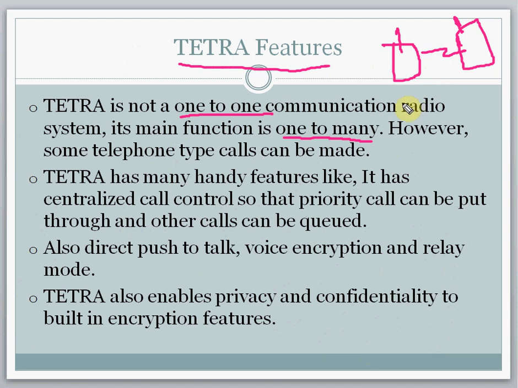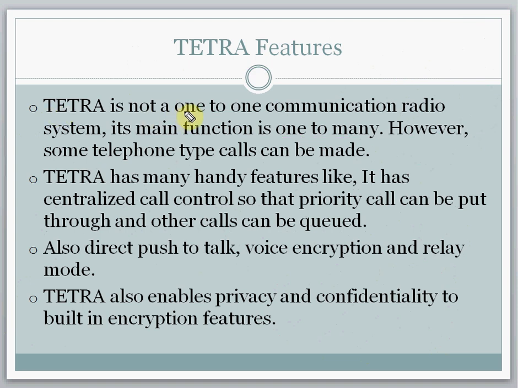But Tetra is designed for group call, not for one-to-one call. But this feature is available in Tetra. Here, in this point, we are discussing that only. That is, Tetra is not a one-to-one communication radio system. The main function is one-to-many. However, some telephone types of call can be made. Means the private call or DMO we can use in Tetra. Next point, we will go.